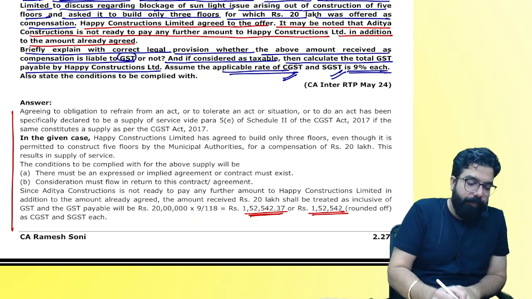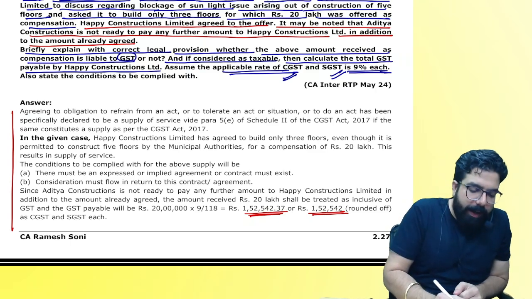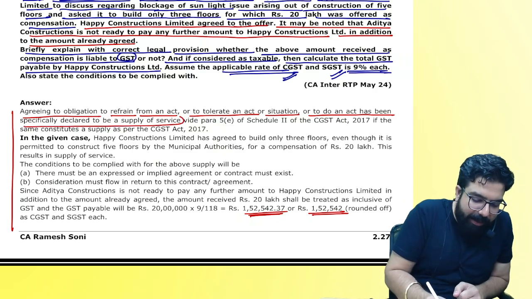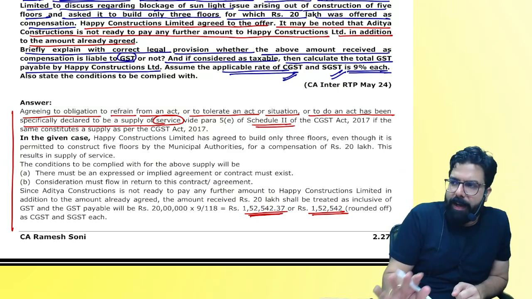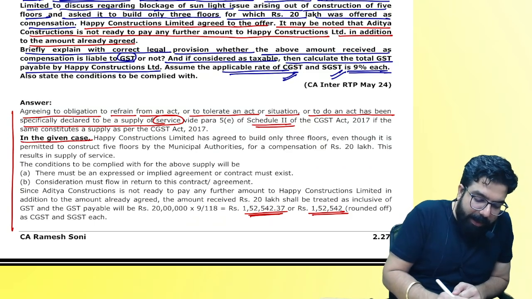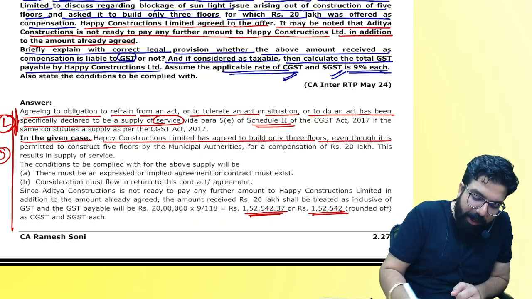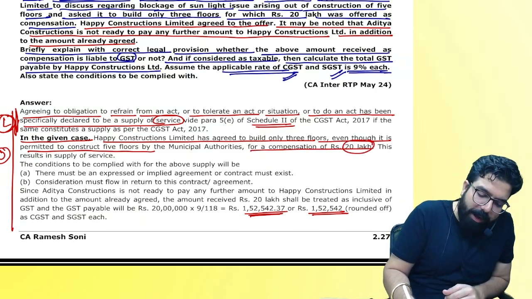Can we go ahead, everyone? See, it says over here, agreeing to the obligation to refrain from, to tolerate an act or a situation, or to do an act has been specifically declared as a supply of service. Under which paragraph? Under Schedule 2, you can write anyways. Next. In the given case, observation: Happy Construction has agreed to build fewer floors even though it is permitted to make more, for a compensation of 20 lakh. This results in a supply of service.